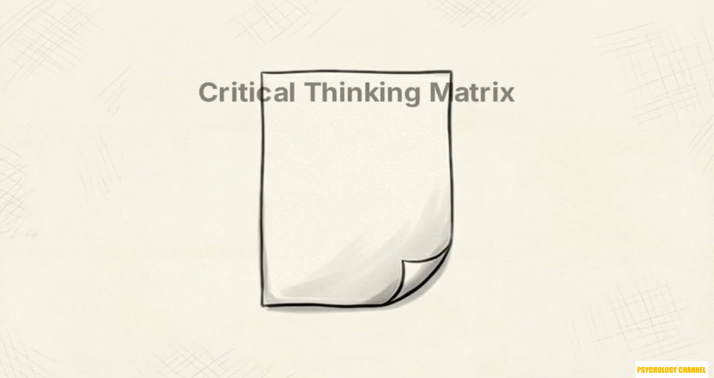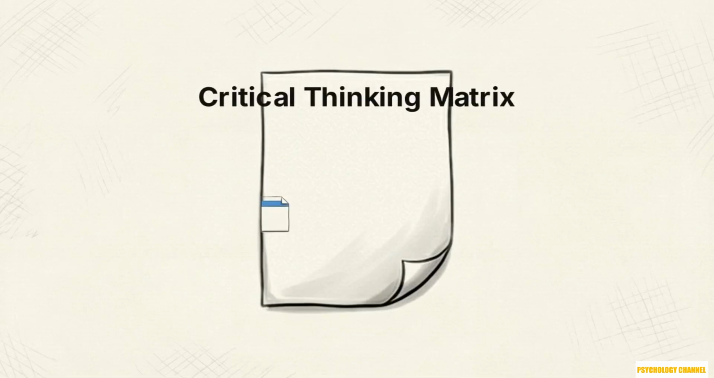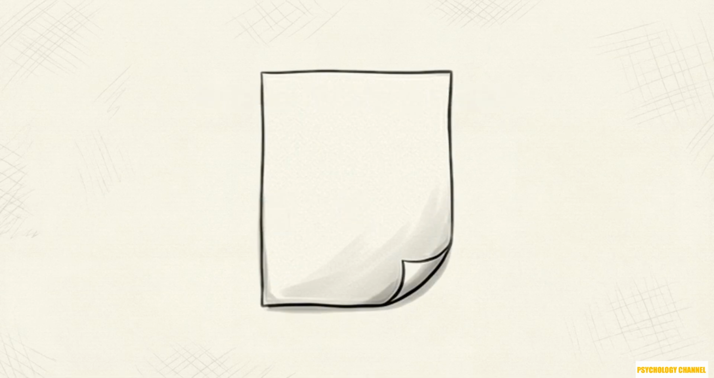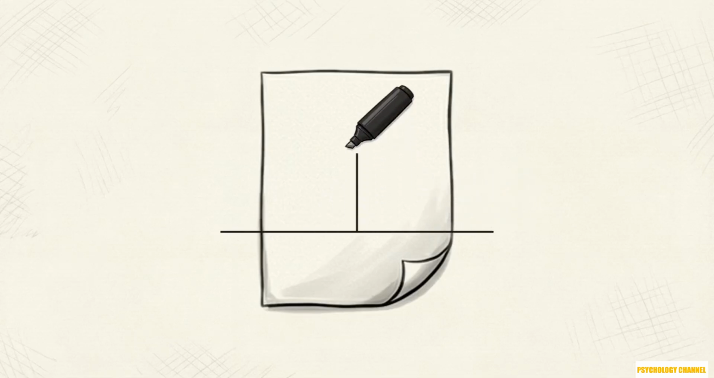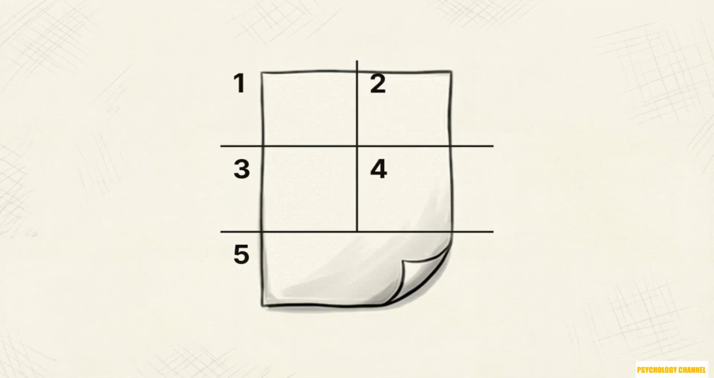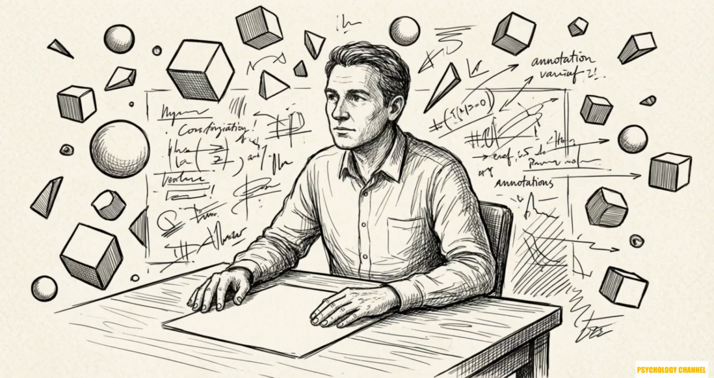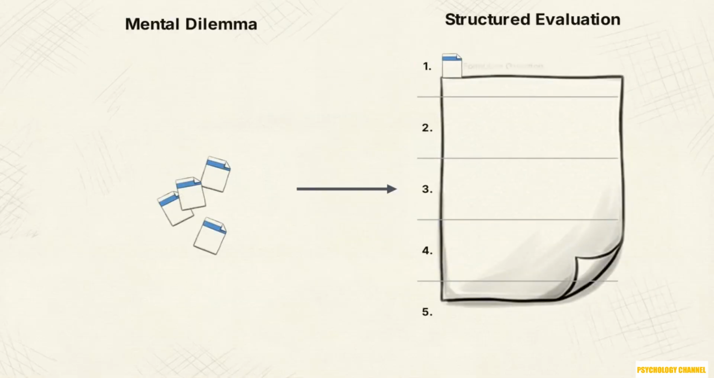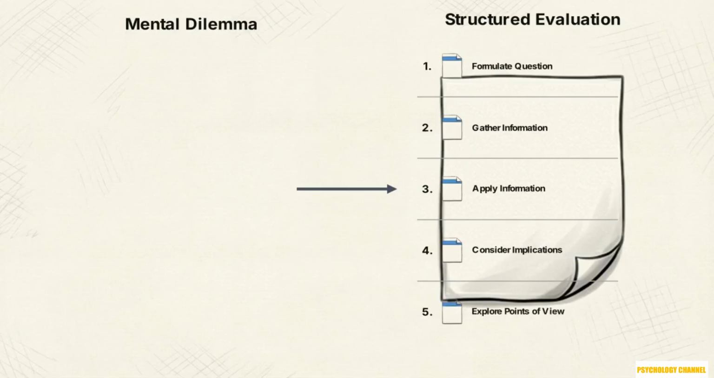We can use a 5-step critical thinking matrix to deconstruct a situation, reveal hidden biases, and isolate the best option in under 5 minutes. To prepare, grab a piece of paper or open a blank digital document. Divide your page into 5 distinct numbered boxes. Now, bring one specific, difficult decision you are currently facing to the front of your mind. Mapping a mental dilemma onto a physical framework replaces reactive guessing with structured evaluation.